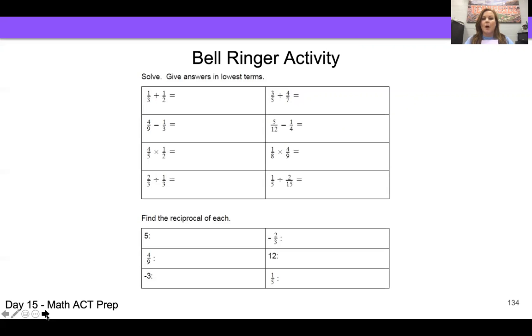So pause the video. I want you to work on these: adding, multiplying, dividing fractions, and the reciprocal. And when you're done, push play again, and we will double check your answers.